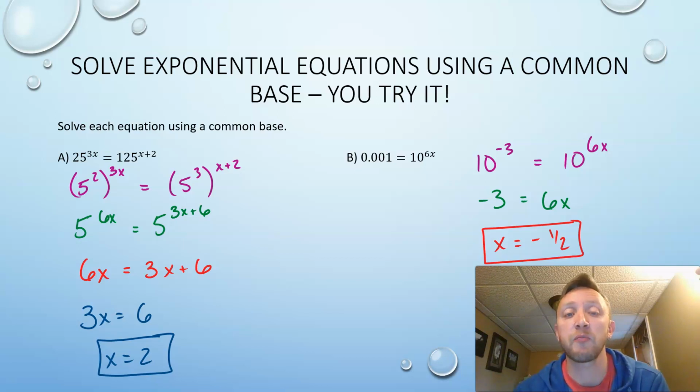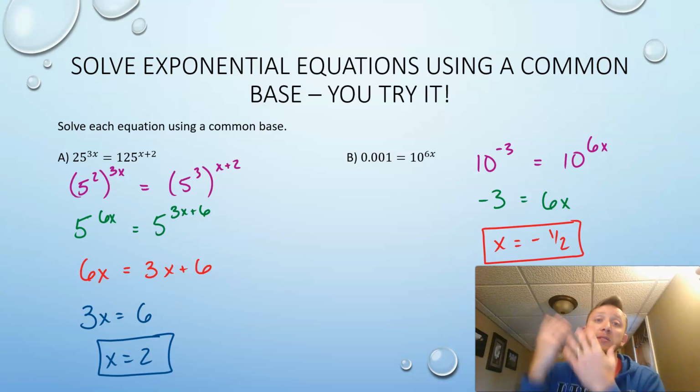Next step, just like the previous example, we're going to distribute. We're going to multiply those exponents together. So 2 times 3x would be 6x, and 3 times x plus 2 would give us 3x plus 6. Make sure you multiply both of those exponents, the x plus 2, by the 3 on that second side. Now we have the same bases equal to each other, so the exponents are going to equal each other. We'd have 6x equals 3x plus 6. We solve that equation by subtracting 3x from both sides to get 3x equals 6. Lastly, divide by 3 and you get x equals 2.